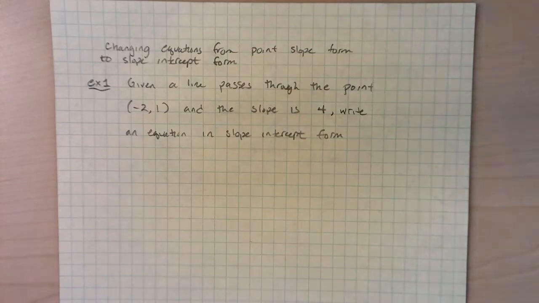Okay, hey, this is Mr. Ashi, just trying to show you that sometimes, even though you might want to write an equation in slope-intercept form, it might be easier to first write the equation in point-slope form and then change it to slope-intercept form.